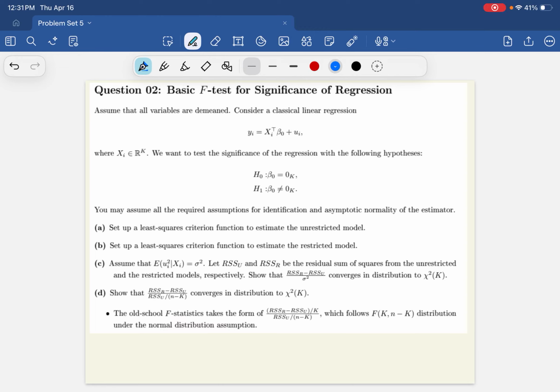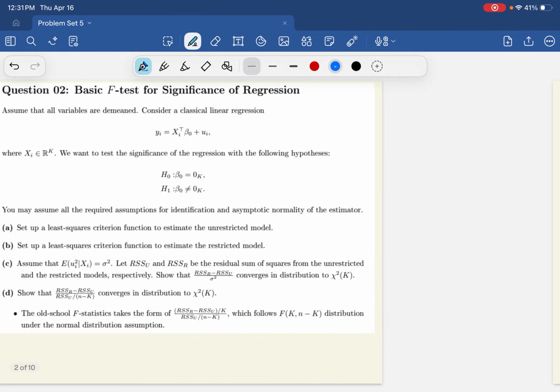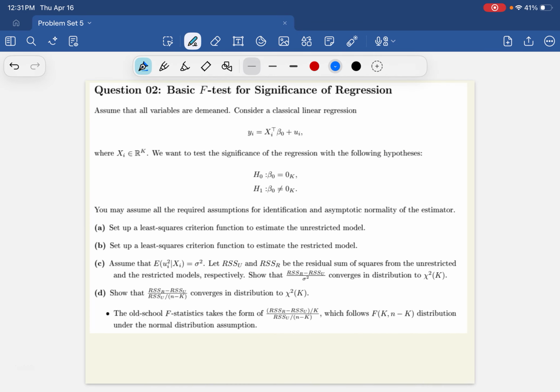Let's consider the F-test, which is another famous test statistic in the old school regression literature. So the idea is simple. We have multiple regression, and we are going to test that all the coefficients are zero, right? Except for the intercept. We are assuming that all the variables are demeaned, so we are ignoring the intercept. It means that if the null hypothesis is true, your regression is useless, right? Basically, there is no prediction power, okay?